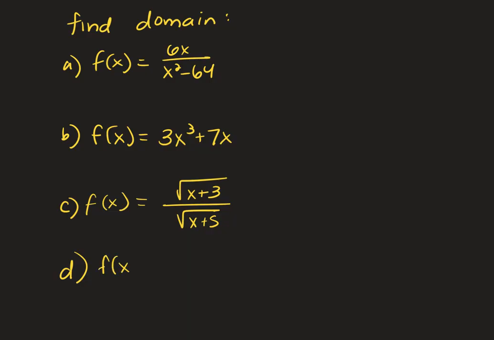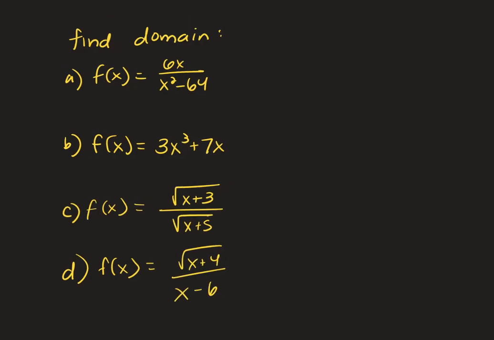D, f of x equals the square root of x plus 4 over x minus 6. All right, I'm going to go over. Yeah, well, you want to check your answers first and then you can go.